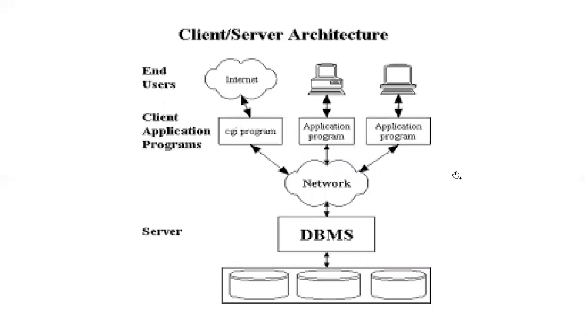Generally, we call it a client and server architecture. Here, end users will have internet and an application program, and there are different machines where application programs are running. Those application programs, by means of a network, connect with the database management system. This database management system interacts with your actual data. So it works as an interface between your application and the exact data, where you have saved your data.